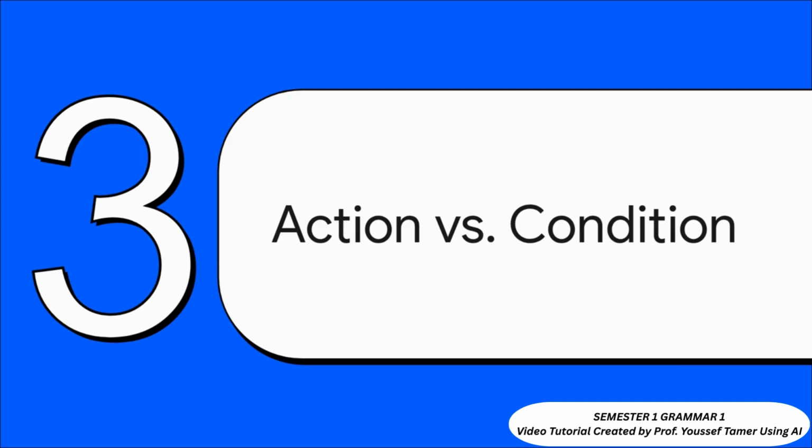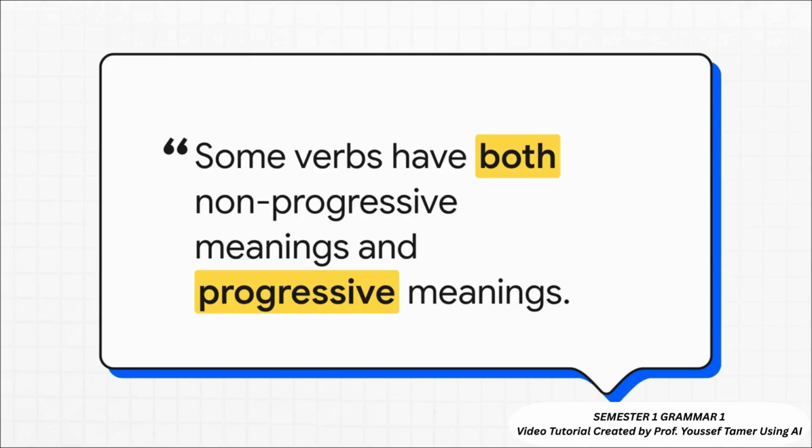So the real key here is getting good at spotting the difference, knowing when a verb is being used for an action versus when it's just describing a condition. And this is where things get really cool. Because, and here's the twist, some verbs are like little superheroes with a secret identity. They can actually be both. Depending on how you use them, they can describe an action or a state.